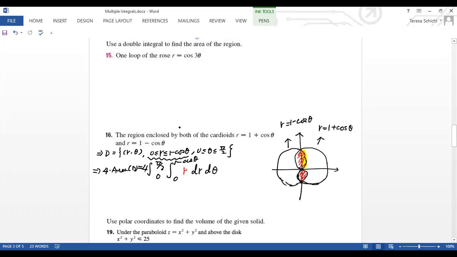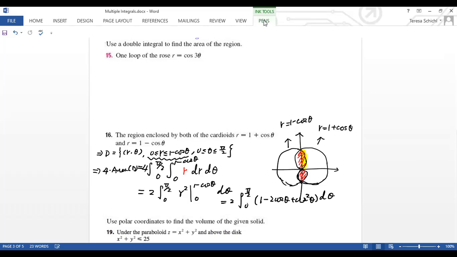Okay, so now this one here. When you integrate r out, it's r squared over 2. So you have a 2 here, from 0 to pi over 2. Then you have the r squared, where you put in 1 minus cosine theta, and then d theta here, right? Okay, so now you will have, from 0 to pi over 2, the 1 minus cosine theta squared. So it's 1 minus 2 cosine theta plus cosine squared theta d theta, right?